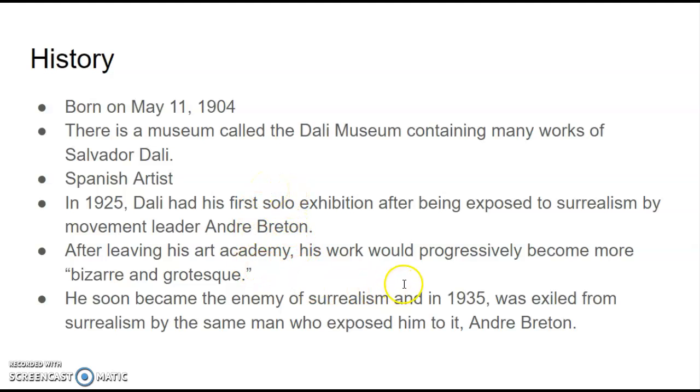After leaving his art academy, his work would become more bizarre and grotesque. Basically, it would have less form and would just be kind of grosser to other people. Ten years later, he would become the enemy of Surrealism, and was exiled from it by the same man who exposed him, Andre Breton.